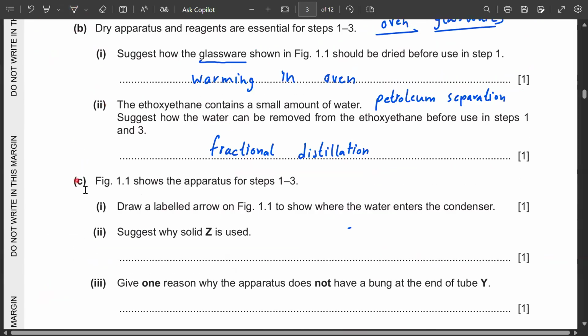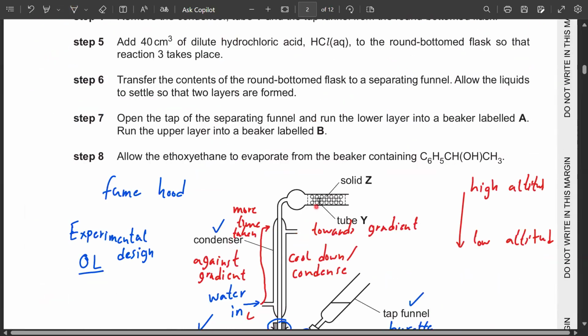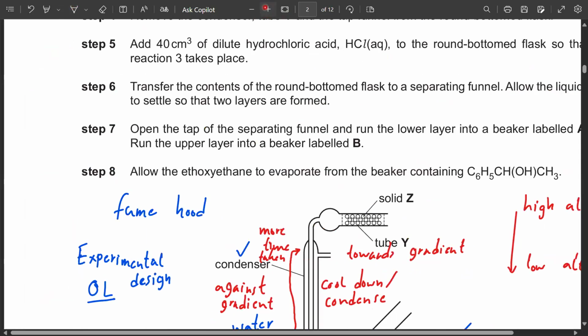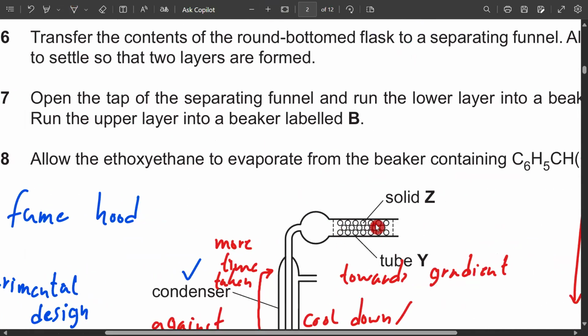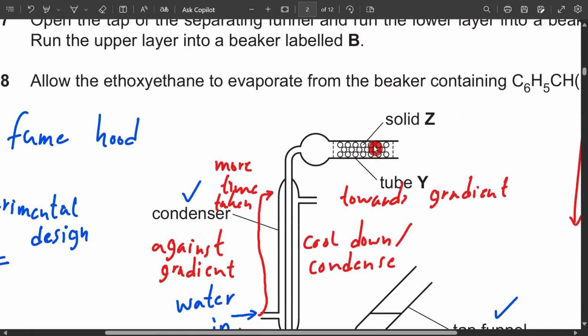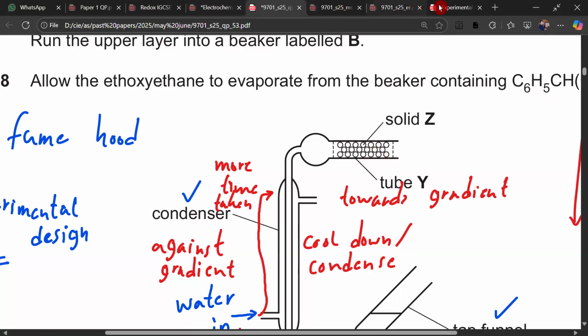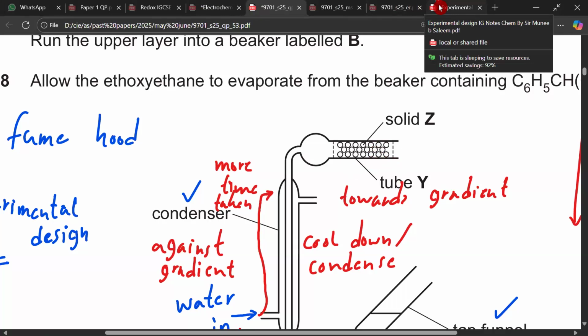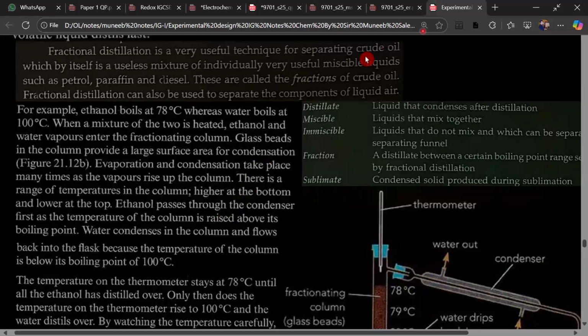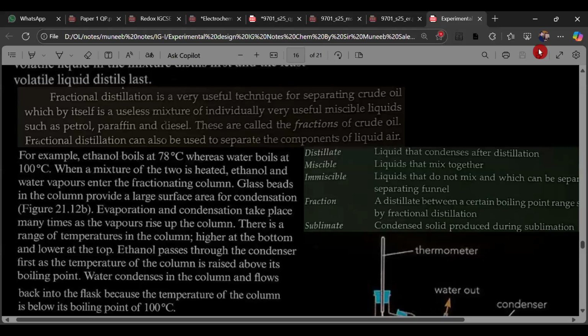Then the next part asks why solid Z is used. Solid Z is mentioned over here. If I zoom in, do you see that these are something? What do you consider these solids to be? Is it the same as the solids that absorb carbon dioxide or absorb gases? Those are chemicals. We are not looking at chemicals here. This is a part of the apparatus.